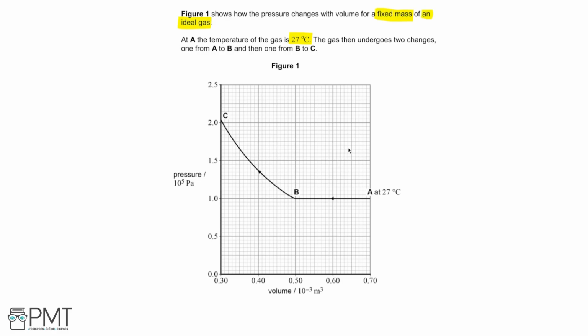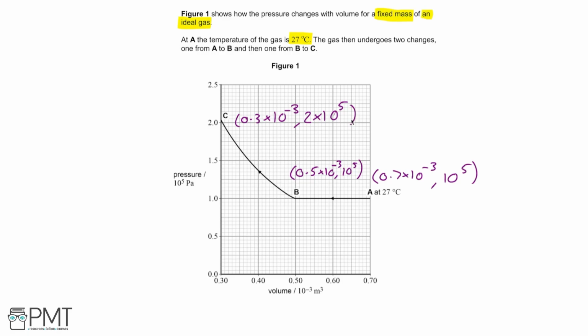Because they're going to be useful later, I'm going to mark on the coordinates of A, B, and C on this graph. So A is at 0.7 times 10 to the minus 3, and then a pressure of 10 to the 5. B is at a volume of 0.5 times 10 to the minus 3, and then a pressure of 10 to the 5. And then C is at a volume of 0.3 times 10 to the minus 3 meters cubed, and a pressure of 2 times 10 to the 5 pascals.